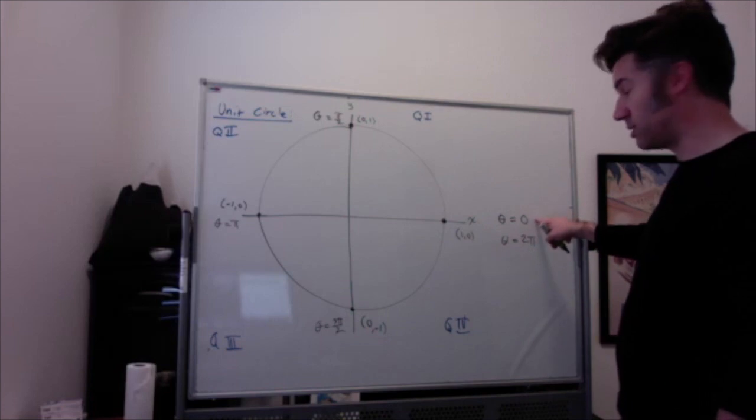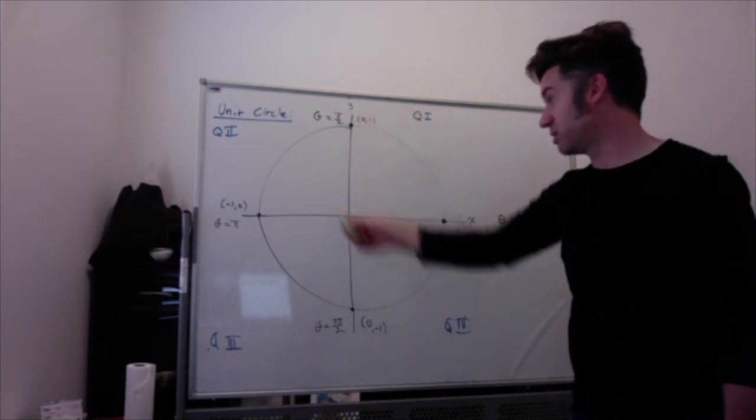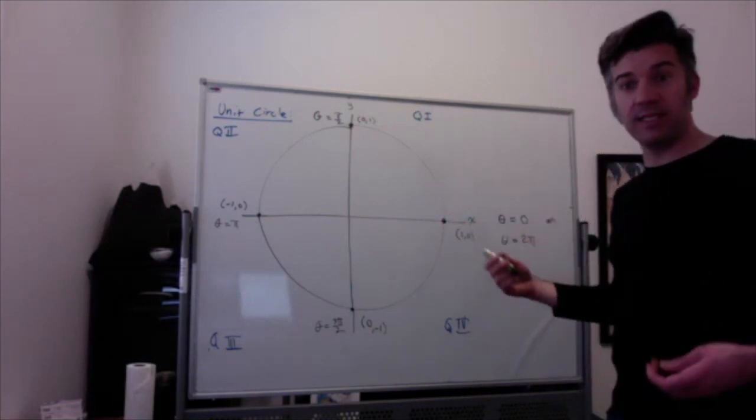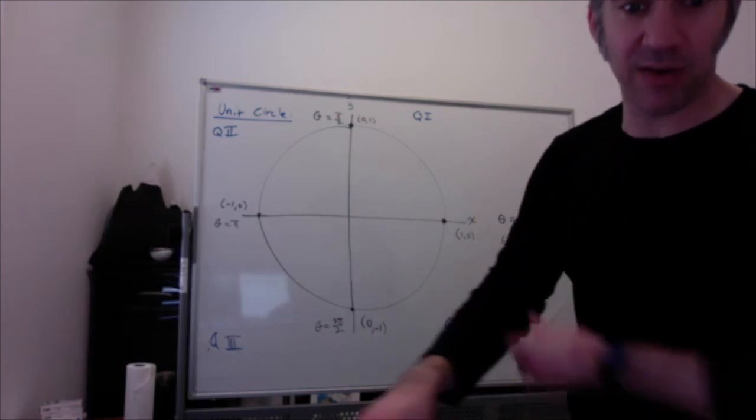Notice these angles 0 and 2 pi are coterminal, right? They end at the same spot. They have different measures, but they differ by a whole revolution. Okay, now we're going to fill in some other angles.